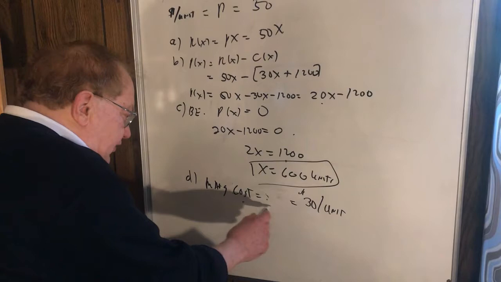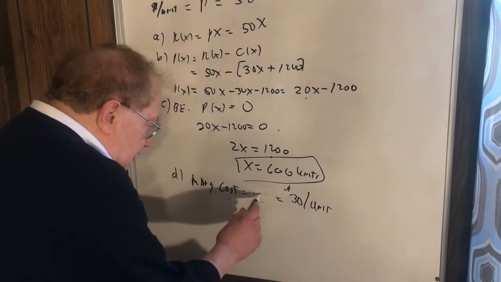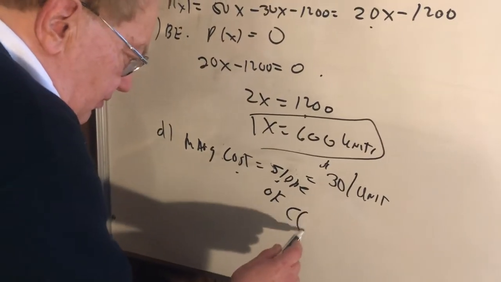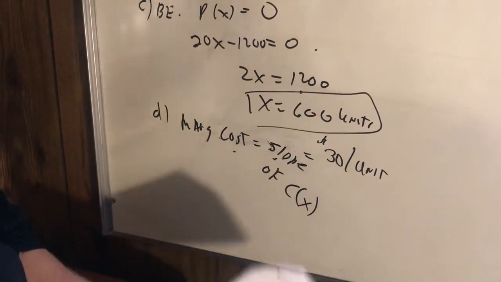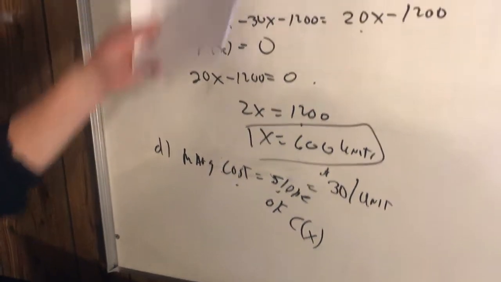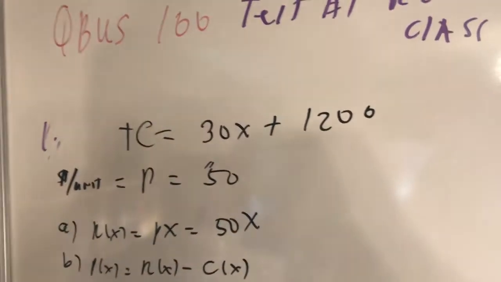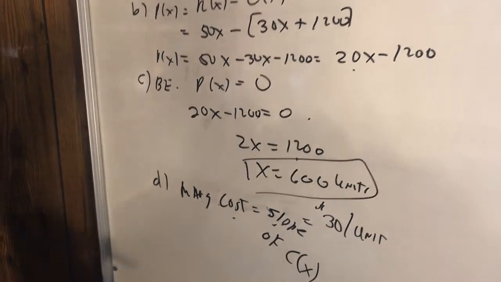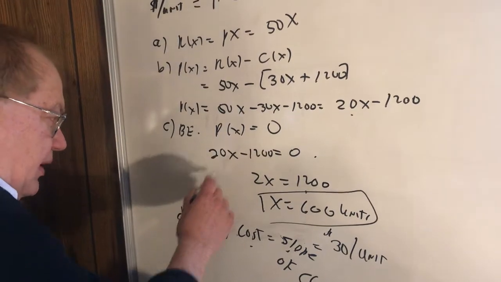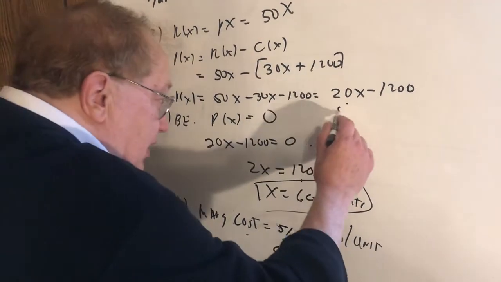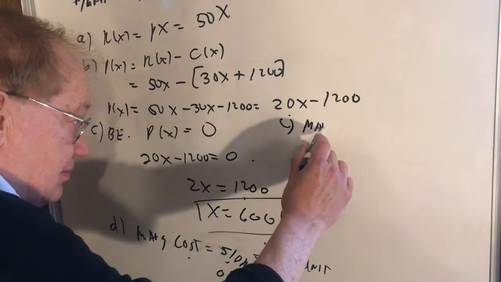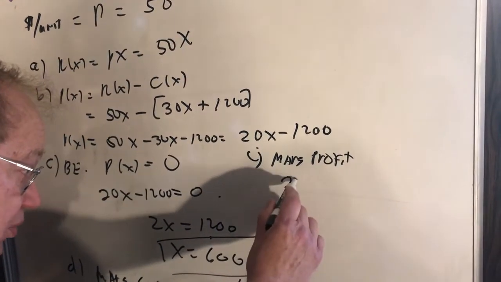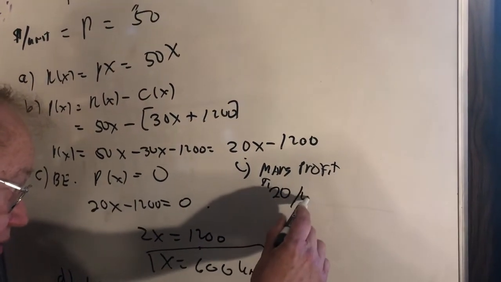The marginal cost is the slope of C(x), and that is $30 per unit, as we can see from here. That's what they call the marginal cost. And the marginal profit, what do you think that is? Marginal profit would be the slope of the profit function, so the marginal profit is $20 per unit.